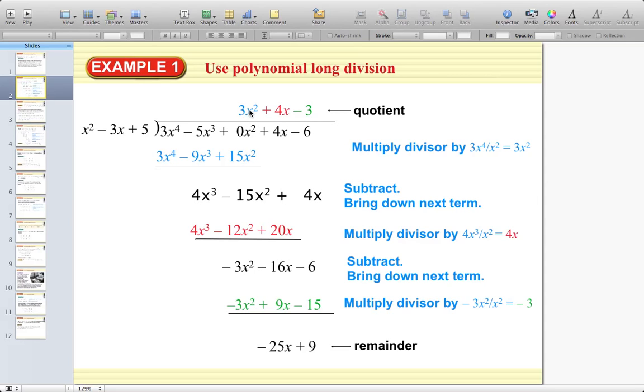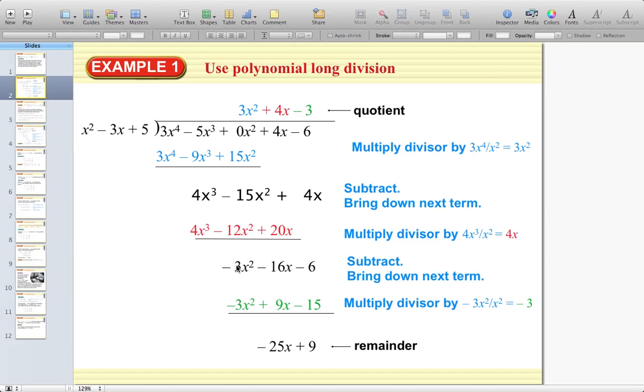Then we're going to multiply that out to all of the terms so that we get our subtraction. We subtract this line to make sure everything is the opposite sign of what it should be because of the subtraction. From there, we have a new line, and we bring down the next term, and we are going to divide 4x to the 3rd power by x squared. When we do that, we get the next term of 4x. Multiply that out, so we get this next line, subtract, and we get negative 3x squared minus 16x minus 6, so we're going to bring down that negative 6 term.